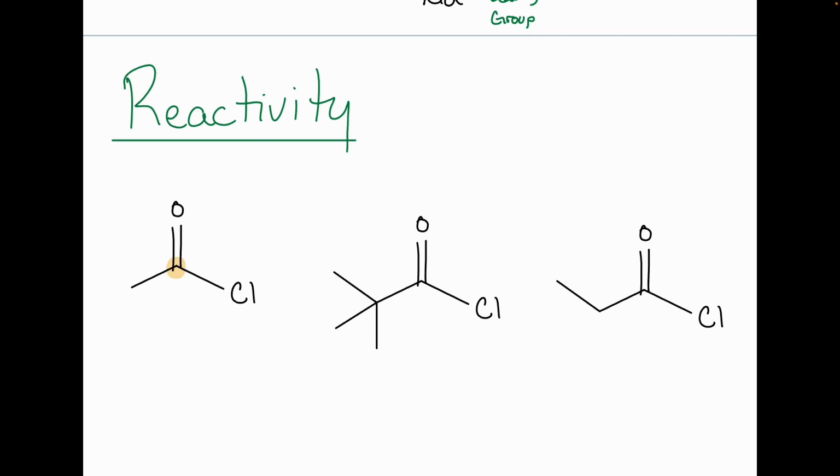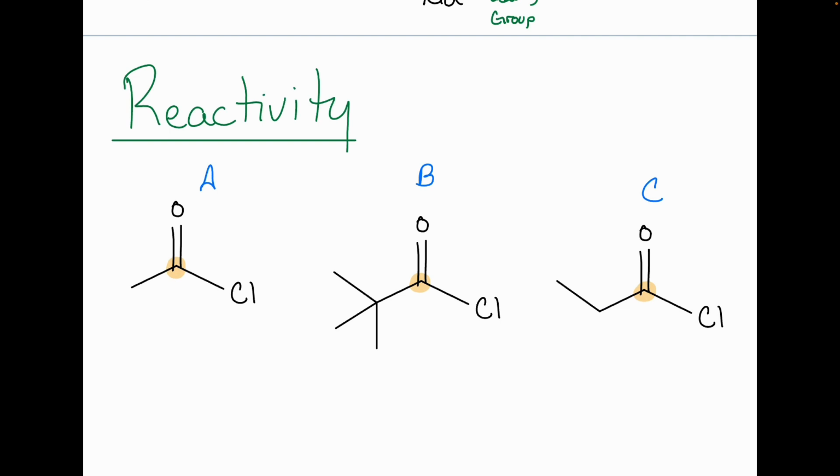So here is my electrophile. In order to react it, a nucleophile has to be able to attack it. So A, B, C, what do we think is the most reactive of these three acyl chlorides? Let's take a vote. Who thinks it's A? Who thinks it's B? Who thinks it's C? All right, so it is indeed A.